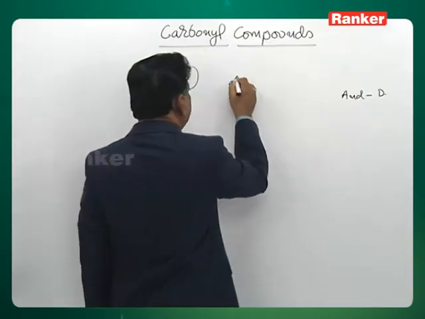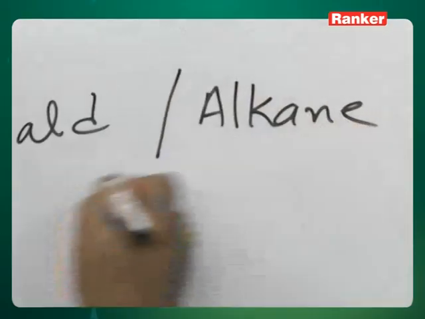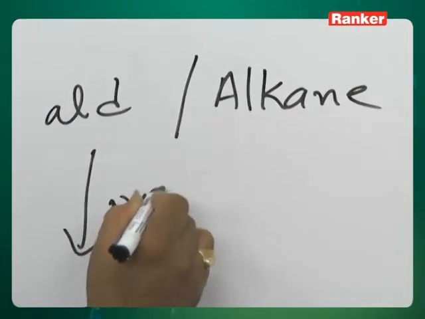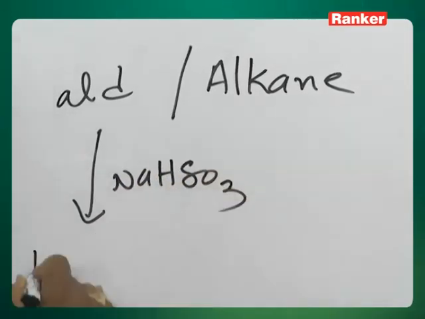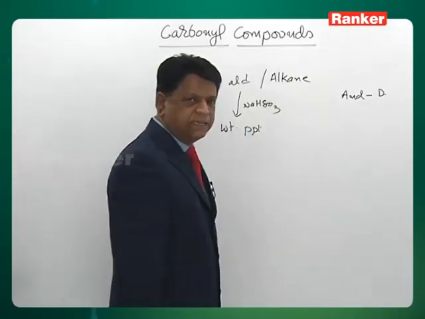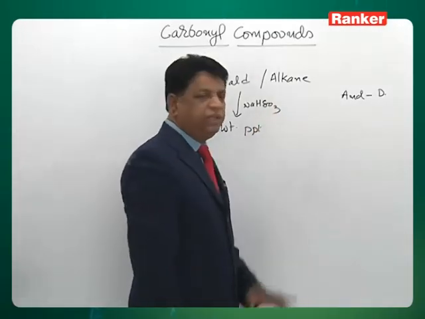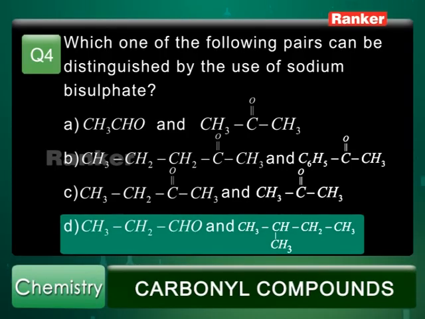So aldehyde versus an alkane we can differentiate, because the moment sodium bisulfite is added to an aldehyde, a white precipitate is formed. A nucleophilic addition reaction takes place, which is not possible with the alkane. Therefore, one can differentiate. So answer is D.